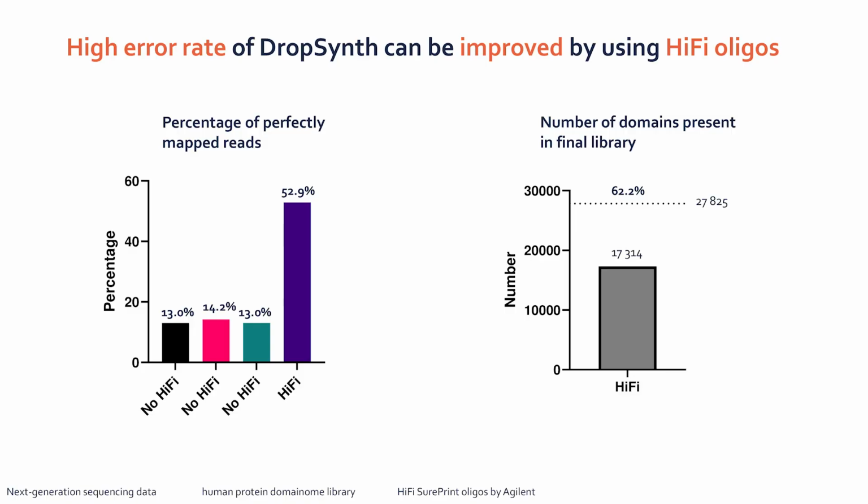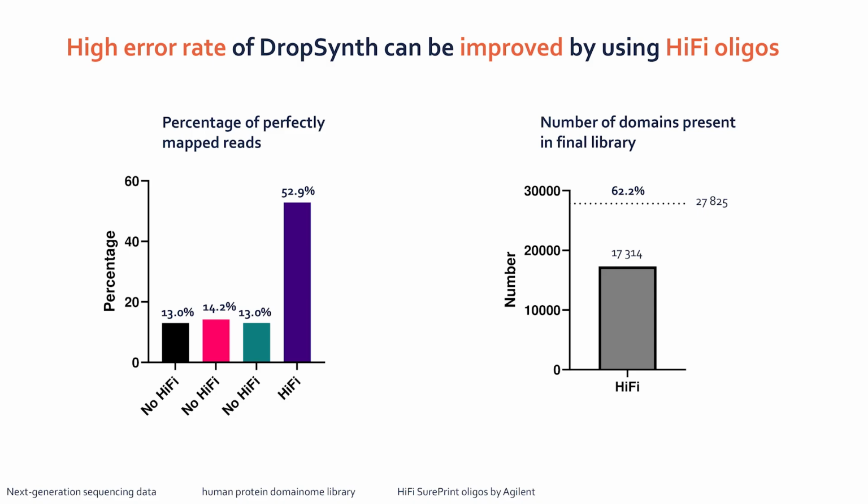And then luckily we found out that there's also such a thing as hi-fi oligos from Agilent. And when we use these oligos, actually the percentage of correct sequences in our library improved drastically from 13% to about 53%, which is of course very, very interesting because you're no longer dragging along this very big weight of unusable sequences inside your library.